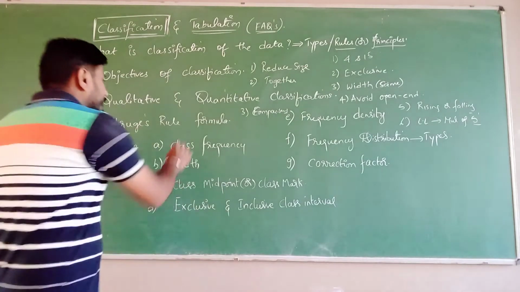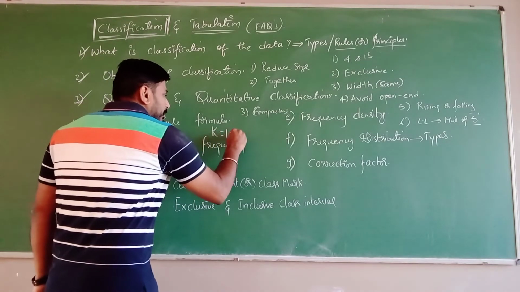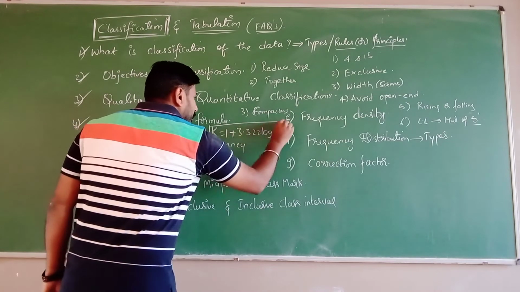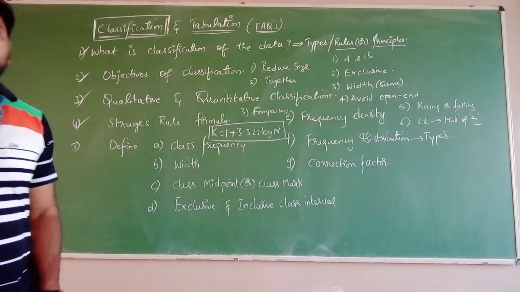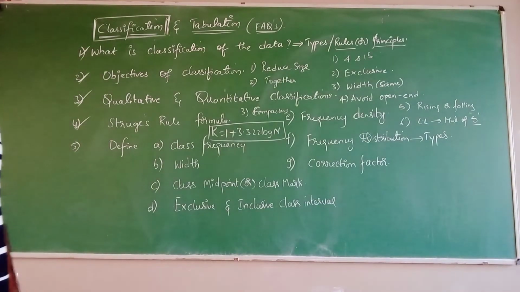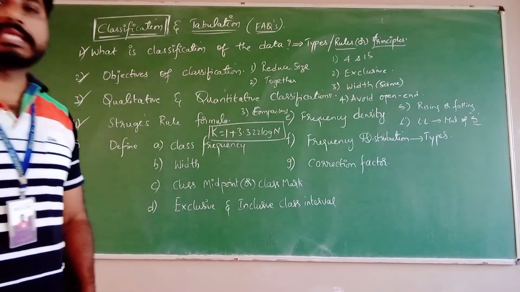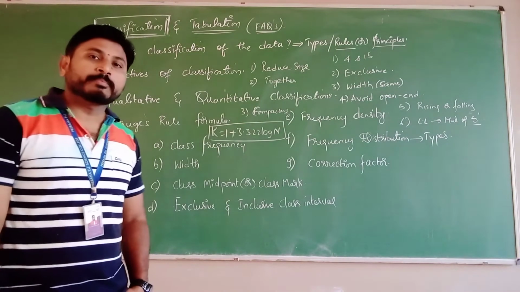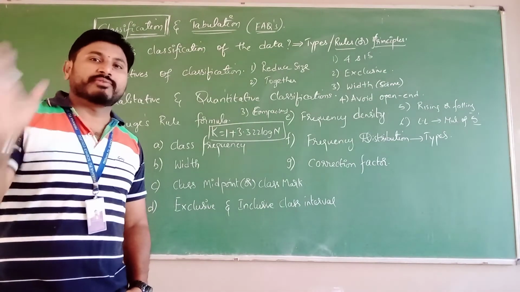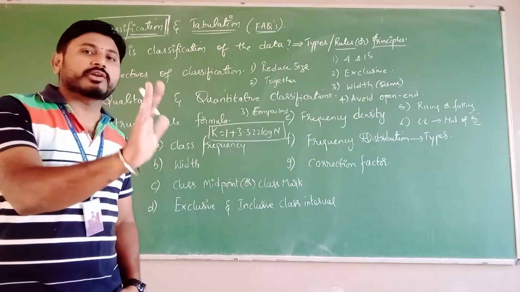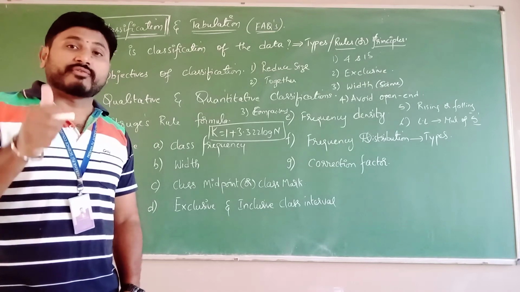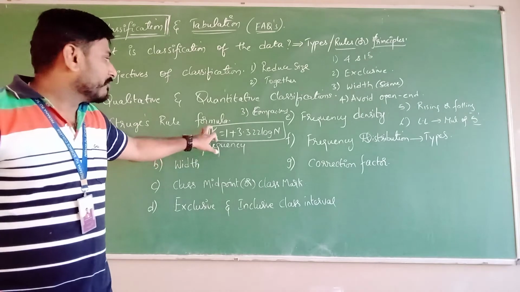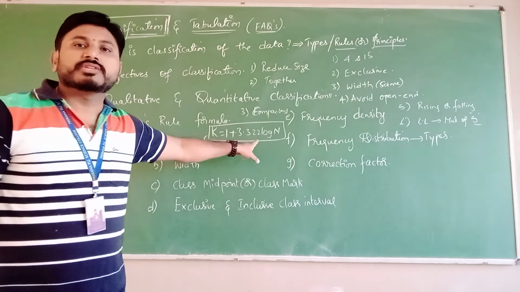What is that formula? K equals 1 plus 3.322 log n. So very important formula it is. K equals 1 plus 3.322 log n. This is Sturges' rule, isn't it? When do we apply this rule? If everything is unknown, but we have to frame the frequency table just by using the raw data. In such cases, for finding the number of classes, this K denotes the number of classes. For finding the number of classes, we use Sturges' rule.